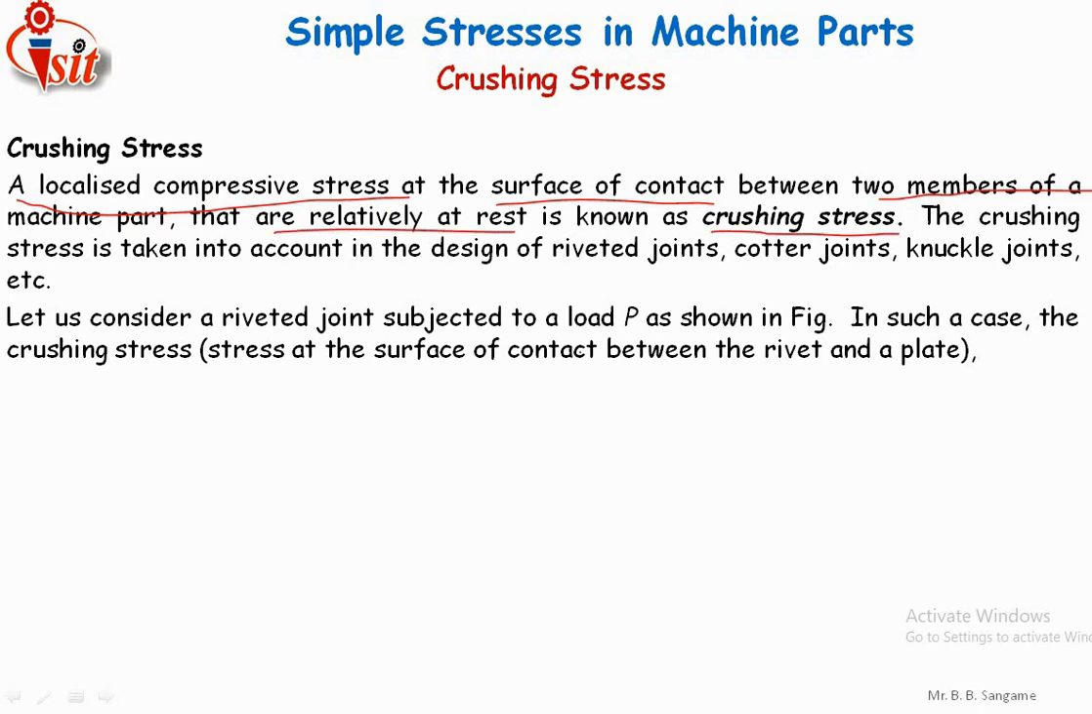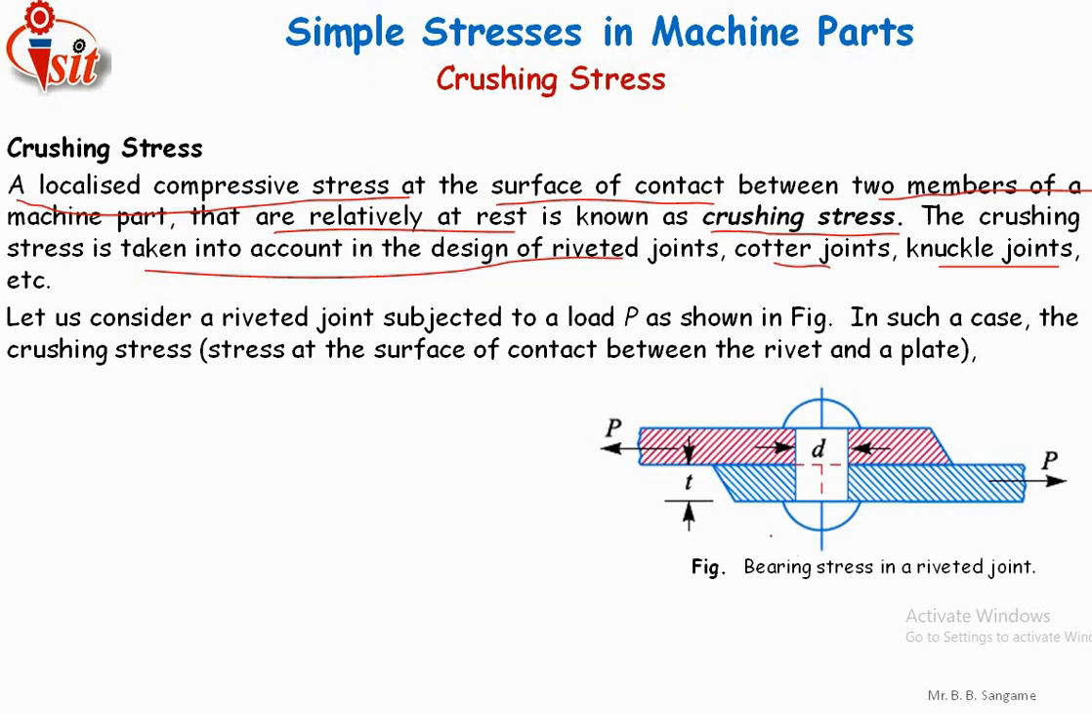A simple example of this crushing stress is a nut and bolt. If we tighten a bolt with a nut mechanism, then at the surface of the bolt and the nut there is a crushing stress, because it is a localized compressive stress at a particular point, at a particular part, at a particular periphery. That is the crushing stress. The crushing stress is taken into account in the design of riveted joints, as we have seen, quarter joints, knuckle joints, etc.